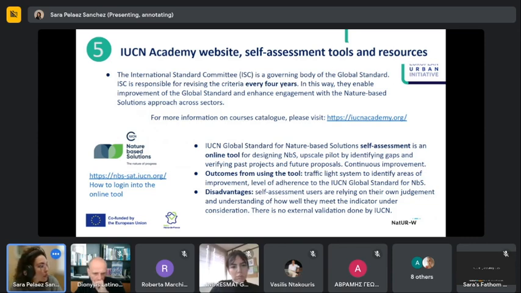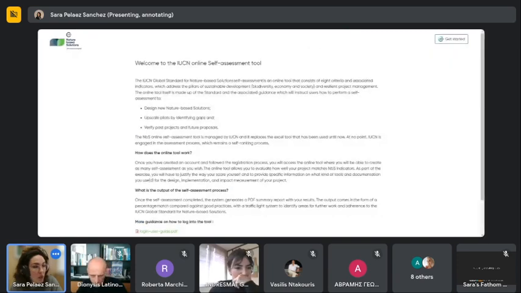Regarding the self-assessment tool, this is the website where you can find information. I'll try to open it for you to take a look. So you need to register, okay? That is why it looks like this. Once you register, you can download the login user guide, and you can start the process of self-assessment of your NbS.